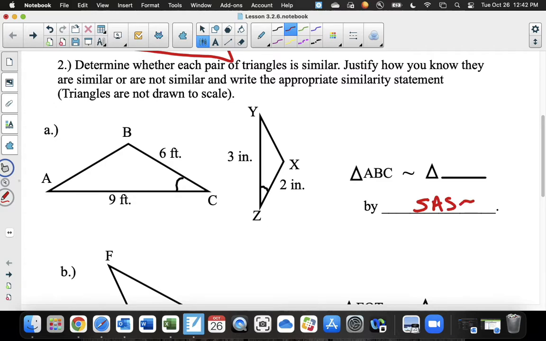There's the by. Now let's finish the similarity statement. What letter would come first? Y. Okay, if we're trying to match up A, notice A is at the end of the longest side, and so is Y. You can kind of match that up. How about B? B goes with X, and C therefore goes with Z. There's your similarity statement. Just matching everything up, and it's because of side, angle, side.